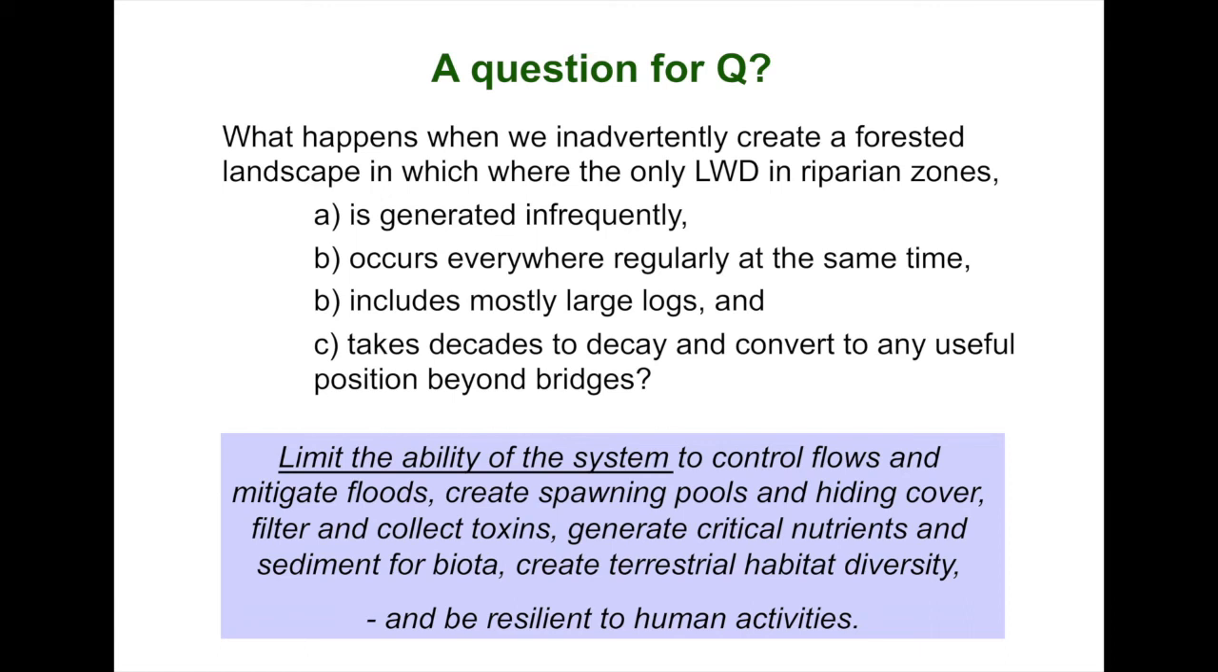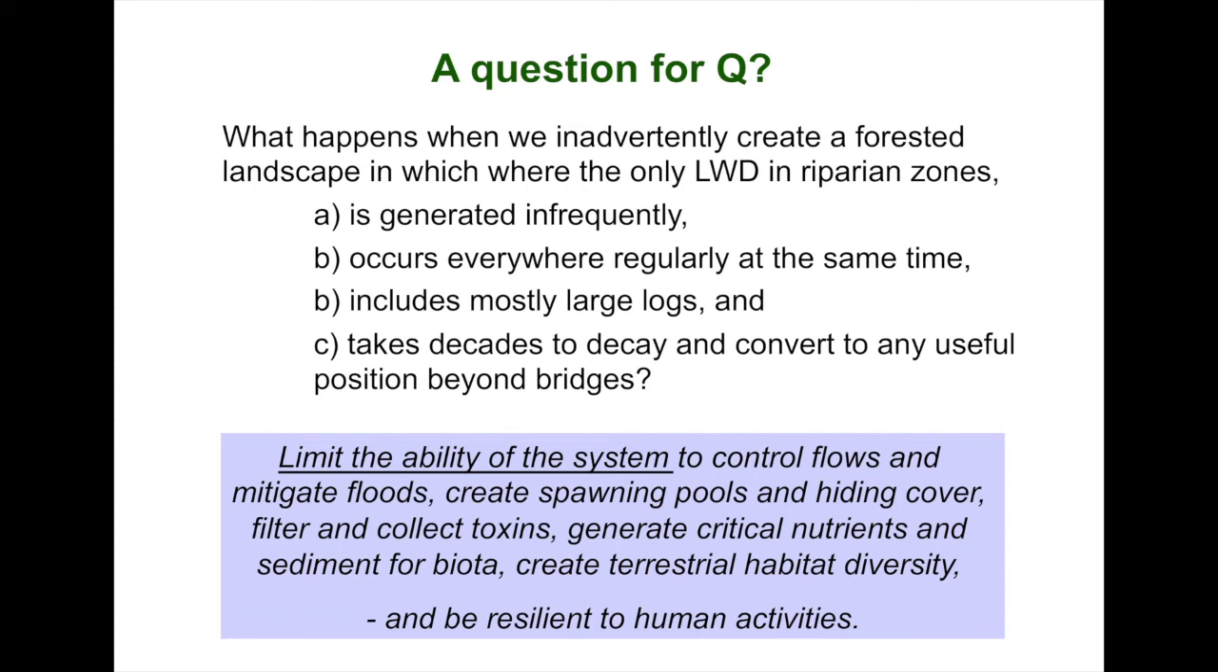So what if we're inadvertently creating a landscape where woody debris is generated infrequently, so it only comes from old stuff, it's only large, and it happens everywhere at the same time. So you don't get that patchwork anymore of different woody debris loads and types across the landscape. It's all the same. It's mostly large logs, and they're going to take a long time to decay, and they may not ever turn, because they're so large, they may not ever turn into something that's going to function in the stream. Okay?